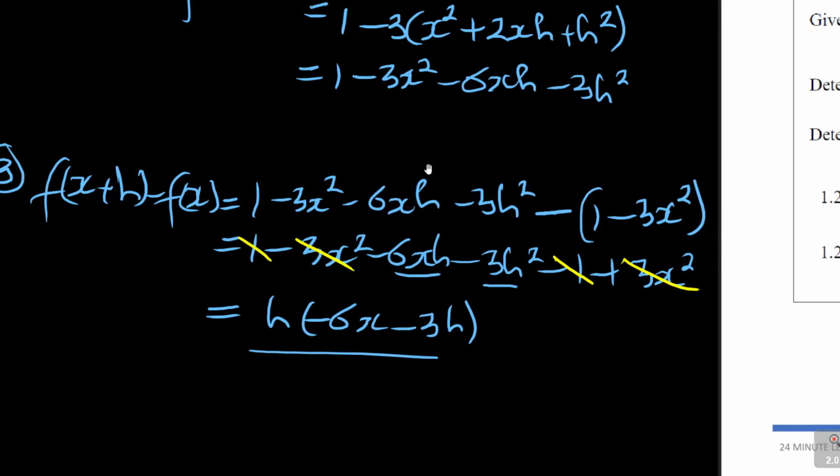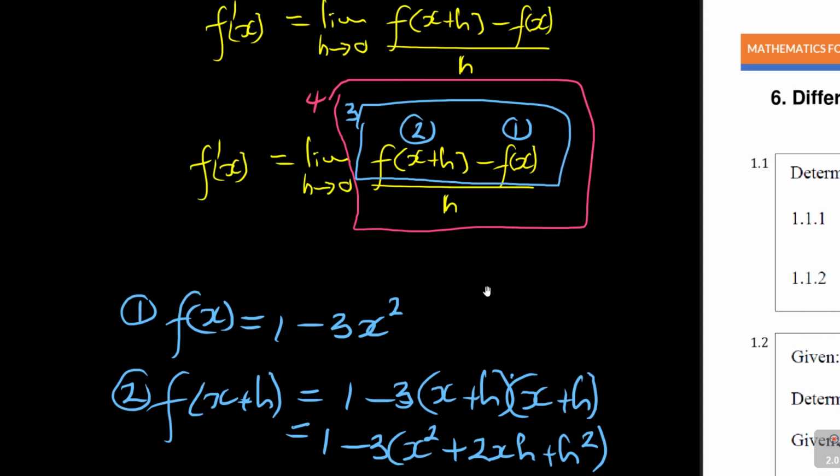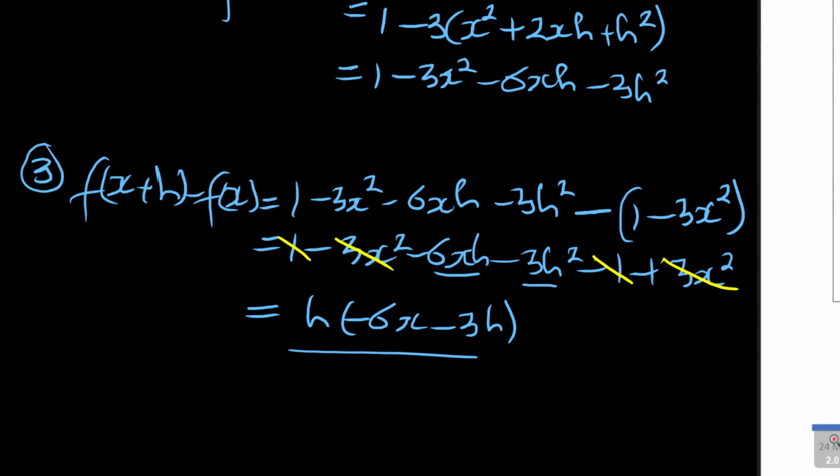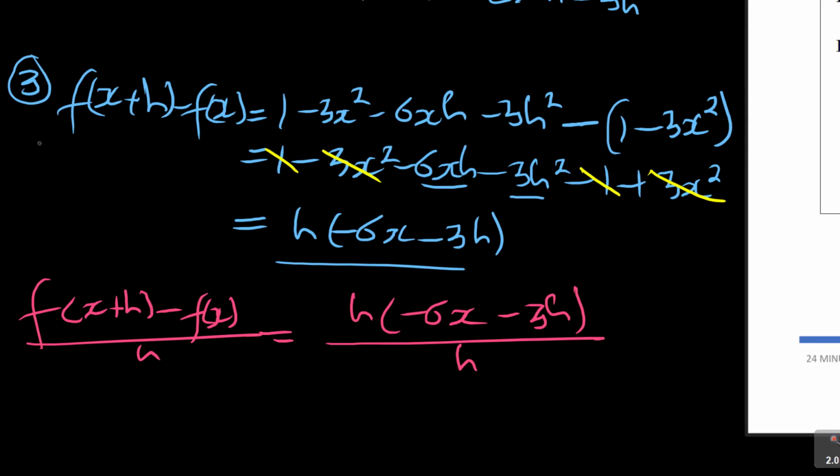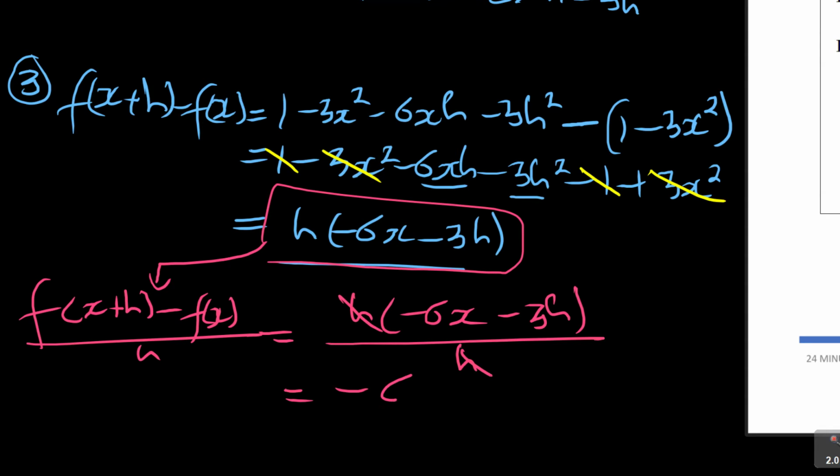Then you write the last one, number 4. Remember, it's the one that is the fraction now. So what you're going to have is f of x plus h minus f of x over h equal to h times negative 6x minus 3h, all over h. Because this is what we got for the top, that's the reason why you're doing it, which is negative 6x minus 3h.